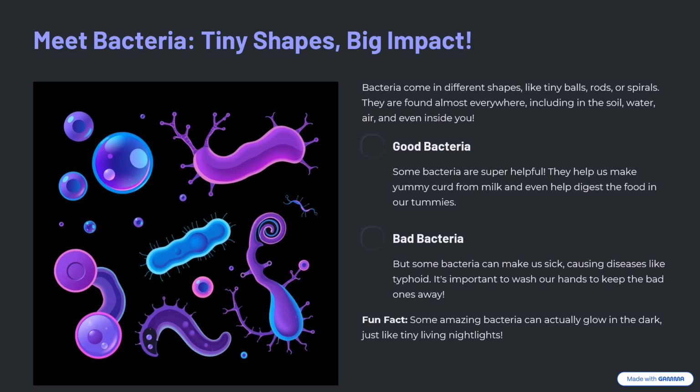Here we have two types of bacteria: some are good bacteria and some are bad bacteria. In our stomach also we have good bacteria and bad bacteria. Good bacteria are super helpful. They help us make yummy curd from milk and even digest the food in our tummies. But some bacteria can make us sick, causing diseases like typhoid. It is important to wash your hands to keep the bad ones away. Fun fact: some amazing bacteria can actually glow in the dark, just like tiny living night lights.